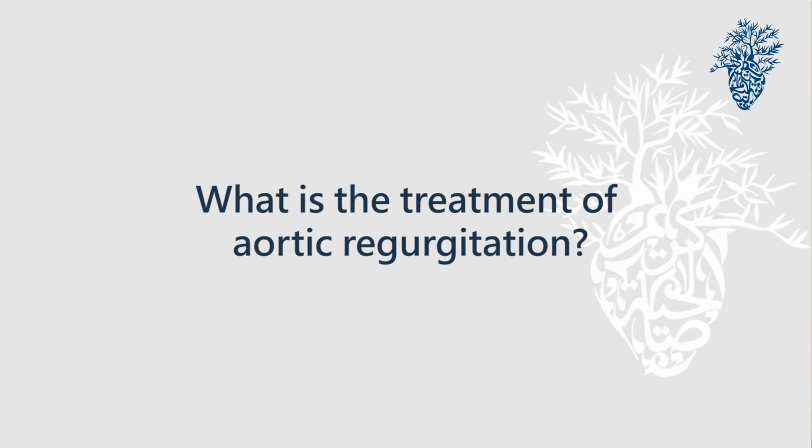What are the grades of aortic regurgitation? Aortic regurgitation is classified into 3 levels: mild, moderate, or severe, depending on the amount of blood that leaks back to the heart with every heartbeat. What is the treatment of aortic regurgitation? The only treatment for aortic regurgitation is replacing the aortic valve through open heart surgery. There is no medical treatment for that. We can only give some medication to help with the symptoms until surgery is done.